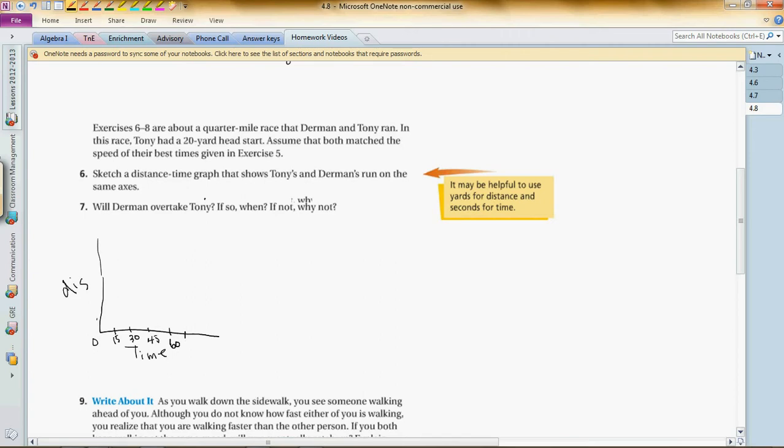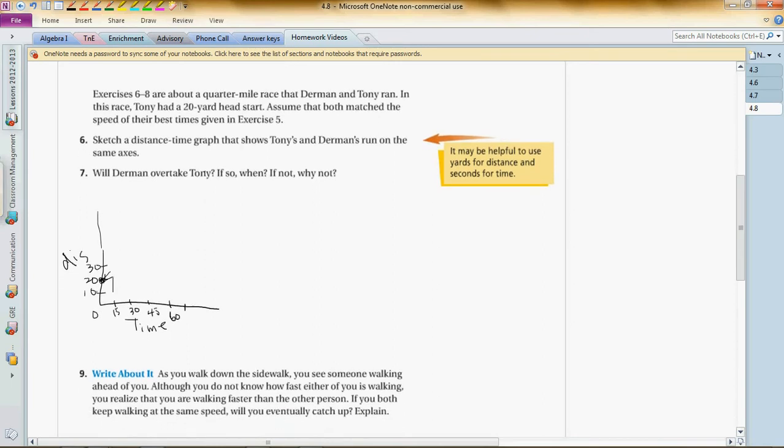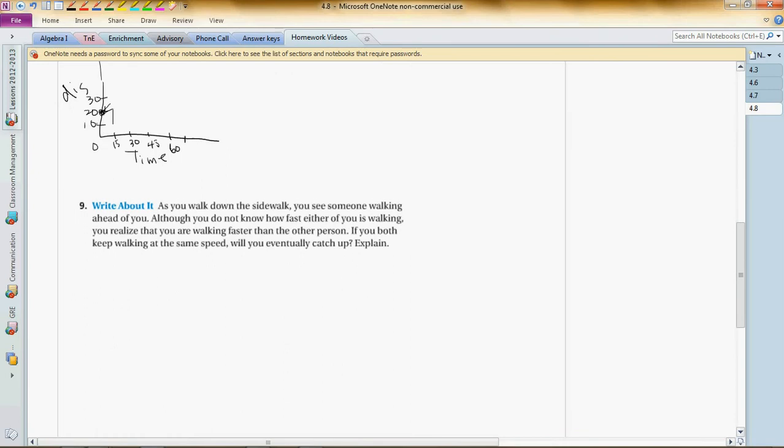And then I would have the interval of 10 yards, so I would put 10 yards, 20, 30, and then make a graph. So the important point here is Tony had a 20-yard head start. That means at 0 seconds, he is 20 yards ahead of the start line. So Tony's starting point should be right here. Keep that in your mind and complete the graph. And then after you draw a graph, you should be able to answer problem number 7.